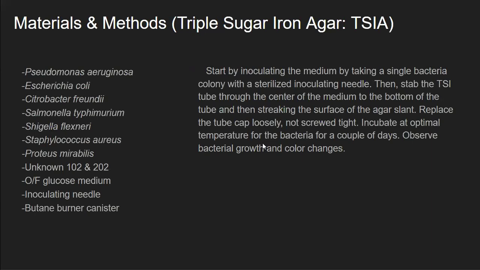The materials and methods for triple sugar iron agar, TSIA. These are the materials, and you're going to start by inoculating the medium by taking a single bacteria colony with a sterilized inoculating needle. Then stab the TSI tube through the center of the medium to the bottom of the tube and then streak the surface of the agar slant.